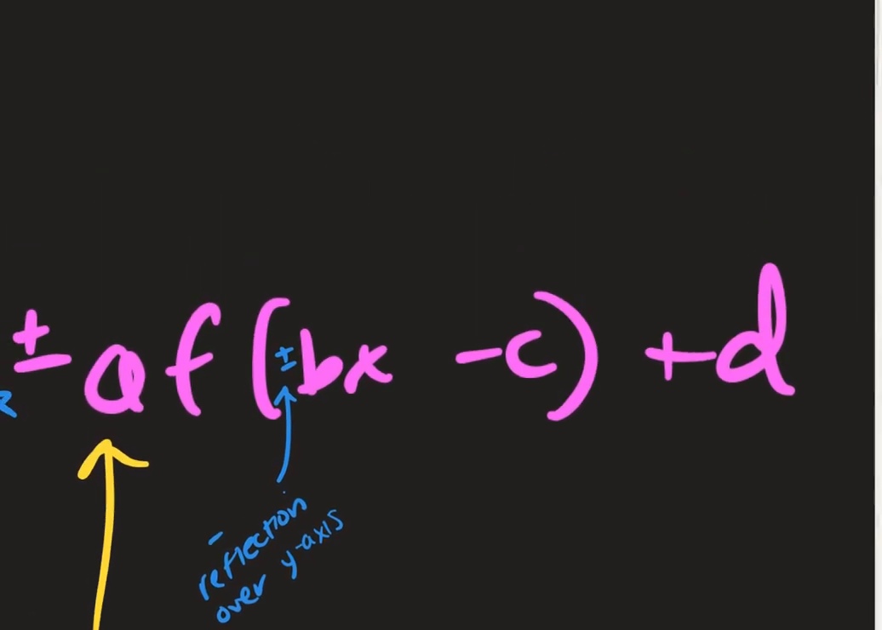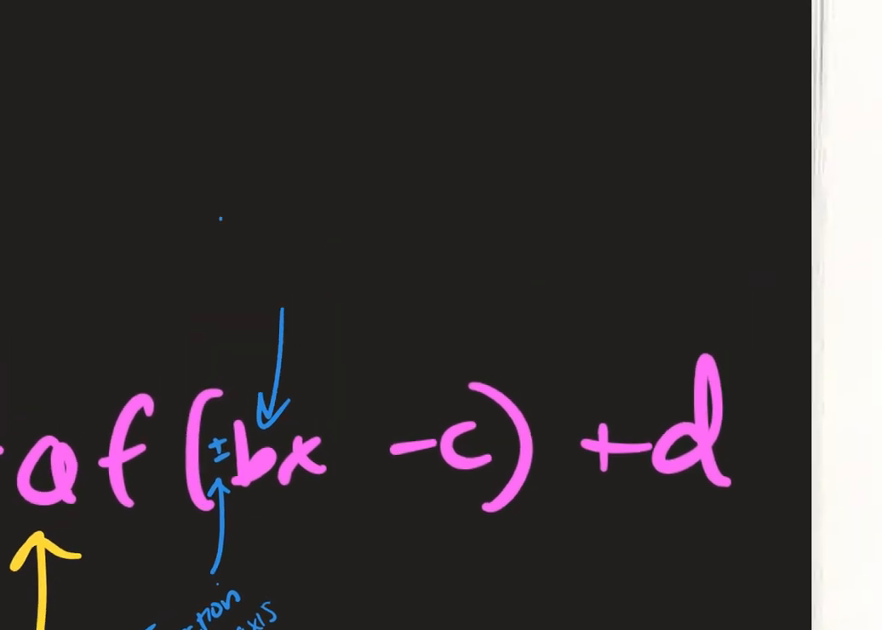Okay, the B does what? Good. And this time? Good. Horizontal dilation. Factor of 1 over B. So if B is 2, then it's a horizontal dilation by a factor of 1/2. If it was 1/2, then it's a horizontal dilation by a factor of 2.